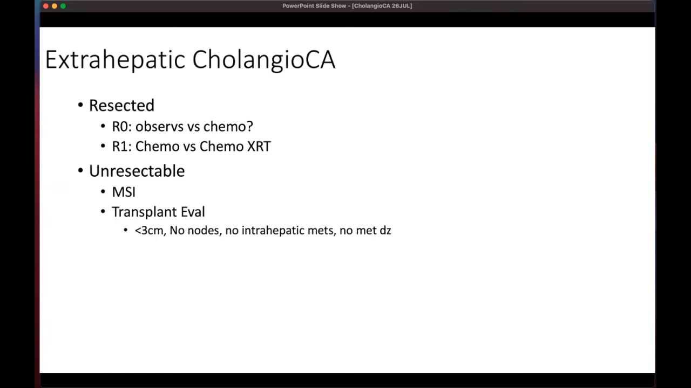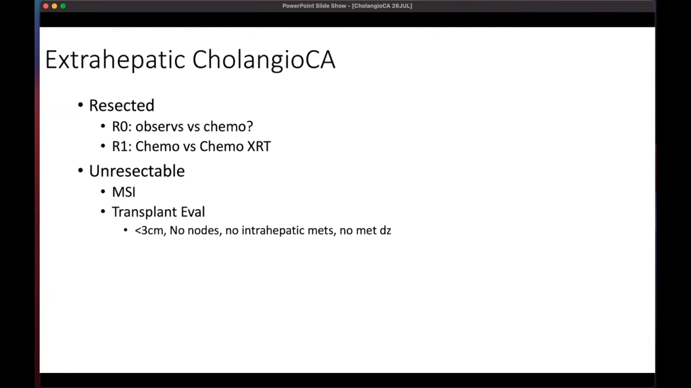So another huge controversy with hilar cholangio is resection versus transplant. So the criteria for transplant is a tumor less than 3 centimeters, no positive node, no intrahepatic mets, and no metastatic disease. So if you have a hilar that you can't resect, and you can tell that on imaging, that patient should be evaluated for transplant, because in transplant, they can potentially resect like a right hepatic artery or even a common hepatic artery to an extent and get away with it. Whereas with resection, you may not be able to do that.